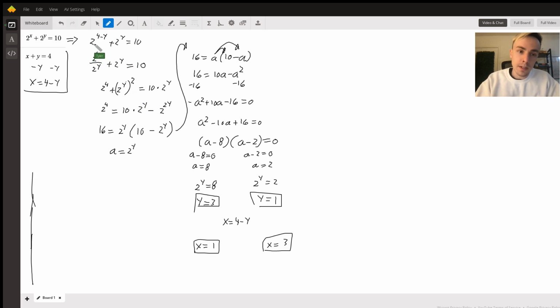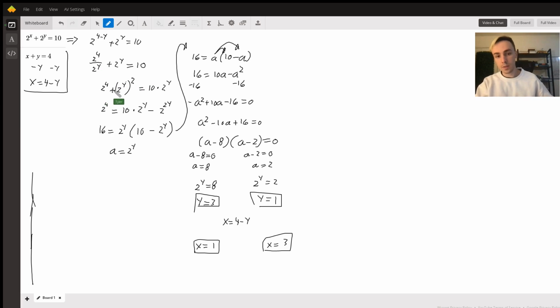First of all, we can rewrite our expression as 2 raised to the 4 minus y plus 2 raised to y equals 10, because x plus y equals 4 can be rewritten as x equals 4 minus y. So we're just doing basic substitution with x here. Now this 2 raised to the 4 minus y can be rewritten as 2 to the 4 over 2 to the y. And from here, we can simply multiply everything by 2 to the y.